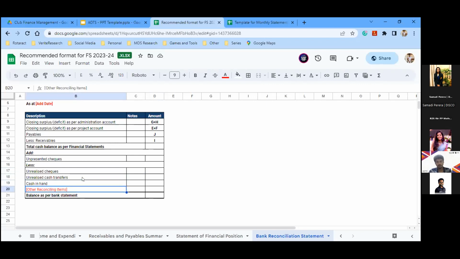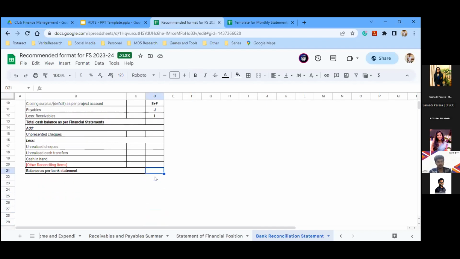And same as unrealized cash transfers, like, you know, when you do cash transfers when the banks are closed and they suddenly say, we're not going to transfer this now. So stuff like that, it's not reflected in your bank account, but in your financial accounts, you have already removed that amount. Cash transfer that has come to you, but it's not reflected in your bank account, yeah, those cash transfers you have to remove from your cash balance.